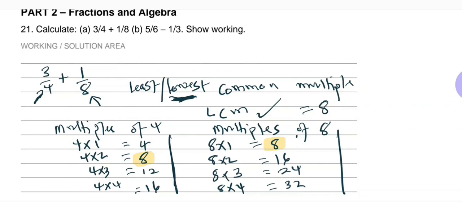Have you seen it? Do you understand? Okay. So now, can I clean this one? I can clean it, right?